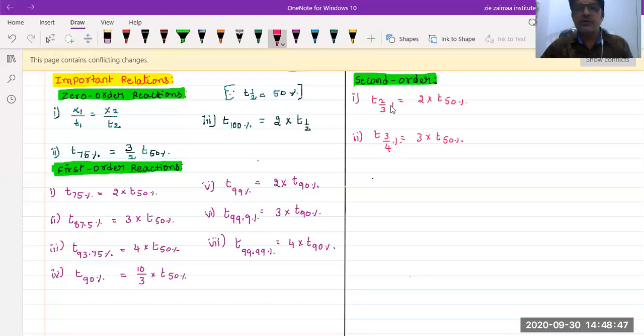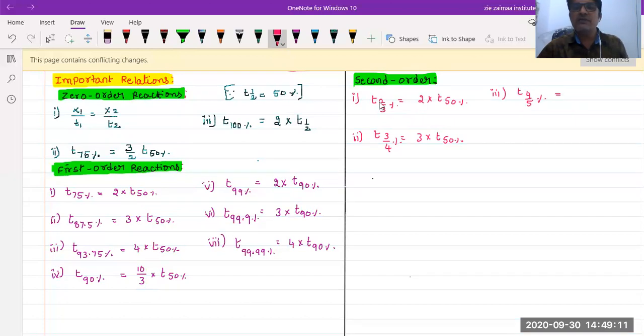3 by 4% is 2 by 3. Next, the third one will be taken as T. The first one is written as 2 by 3, the second one is written as 3 by 4, then the third one will be S. Please guess that one, 4 by 5. That's it. So T 4 by 5% is equal to S beta.